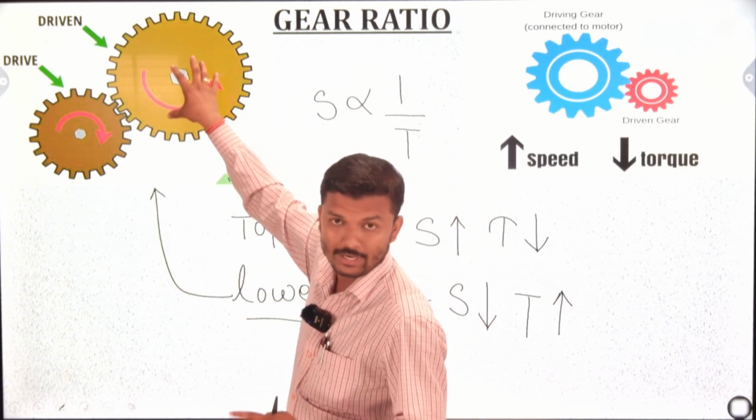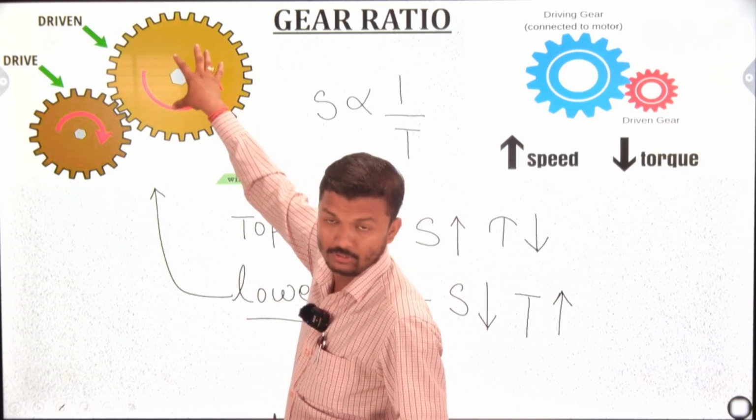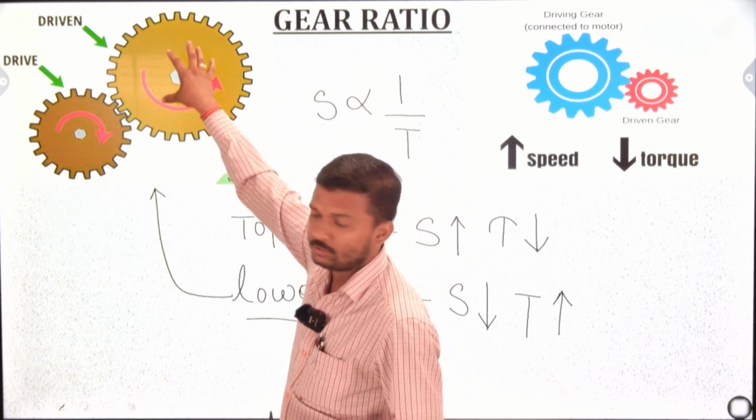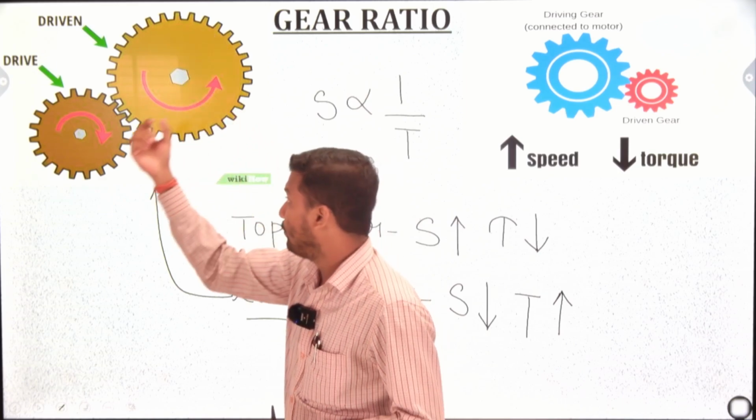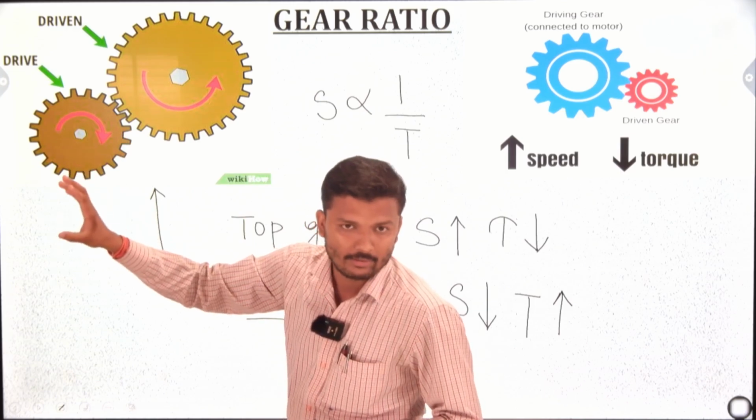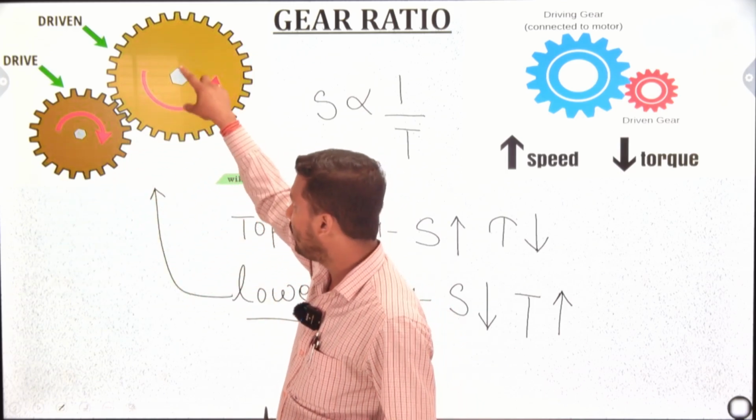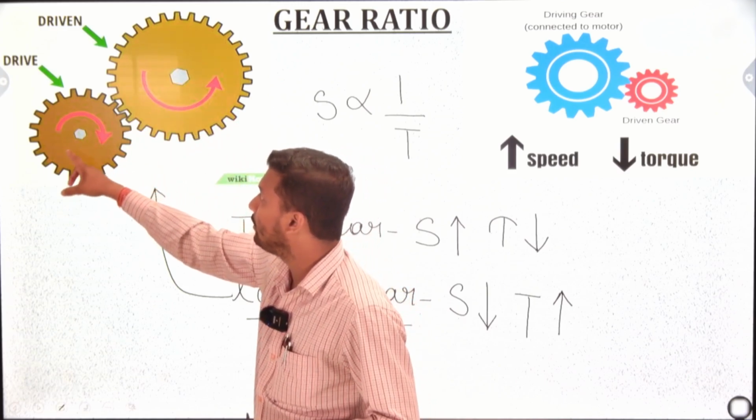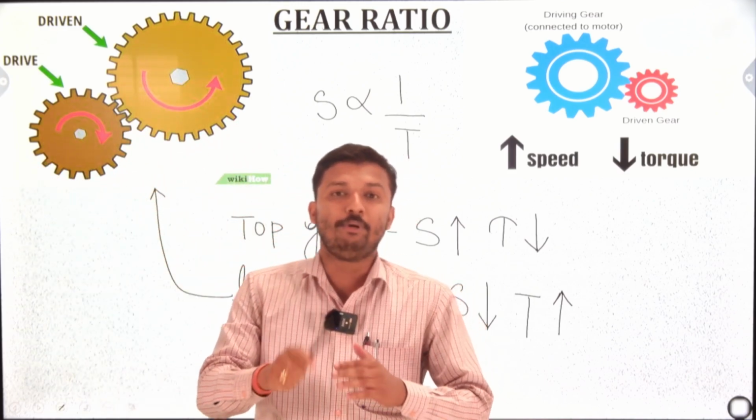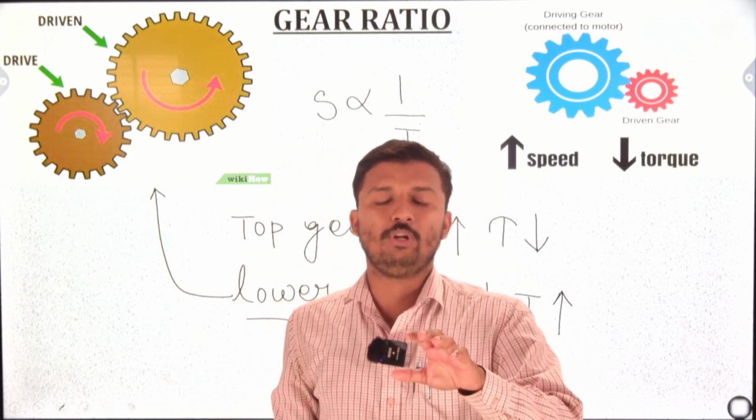Now just assume the input is the larger pinion. The input is the drive. The larger pinion is the drive. The smaller pinion is the driven part. So now what happens? Input energy is in the larger pinion. It will rotate, and the output will be the smaller pinion. That means the speed will increase, but the torque will be very, very low.